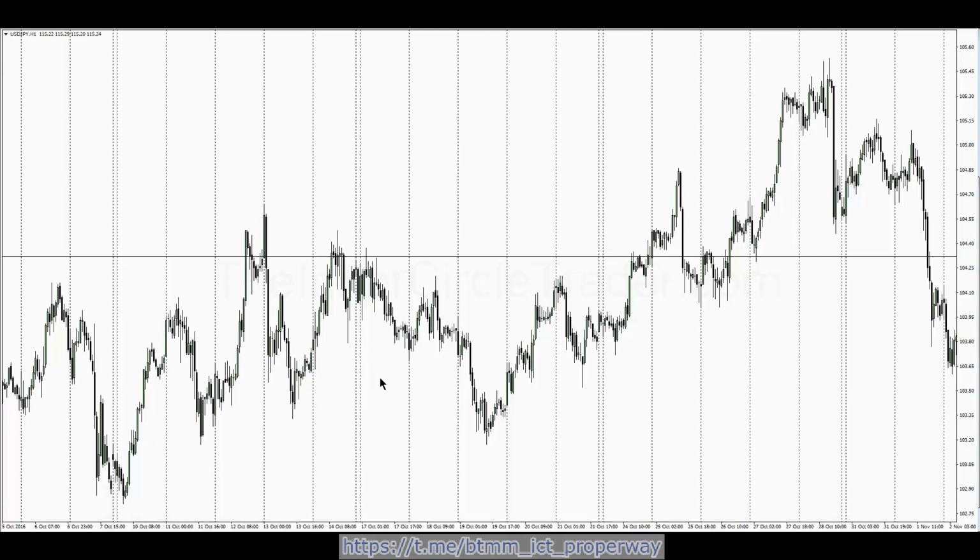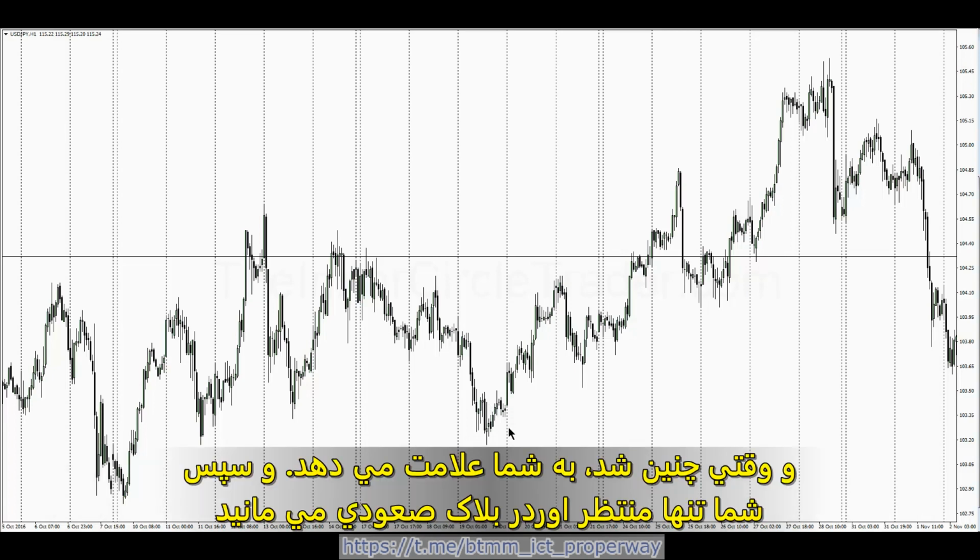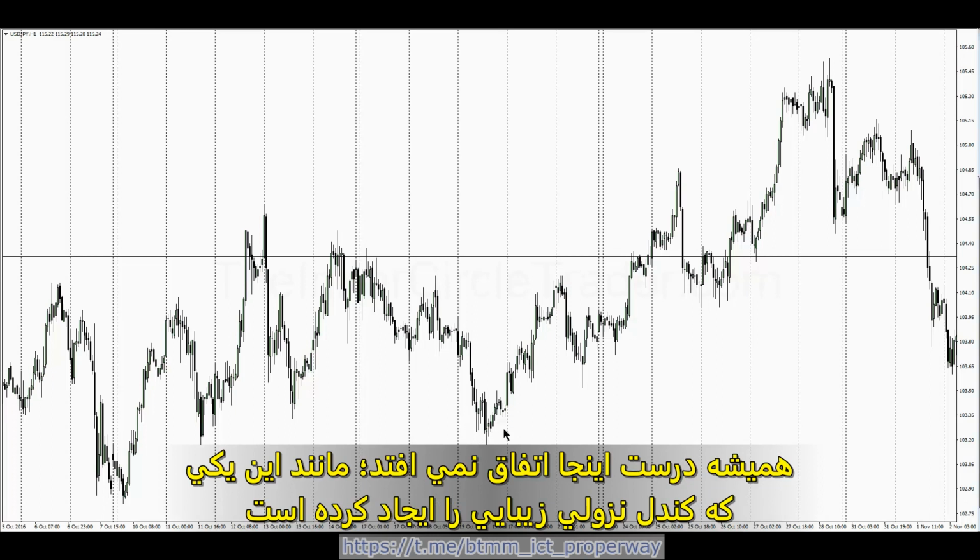So if we know that, they're going to be expecting what? A reaction there, a quick reaction away, not just hang down there and just meander around. We want to see it go down there and then show willingness to go back away from it. When it does that, it's tipping your hand. Then you just wait for a bullish order block. It won't always happen right away.